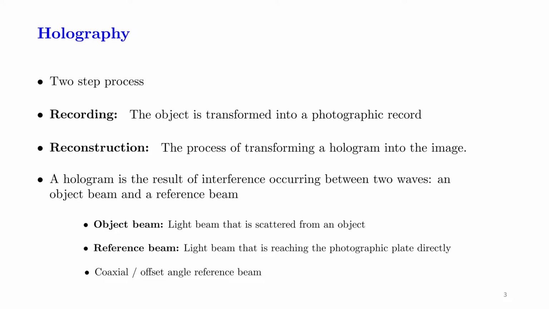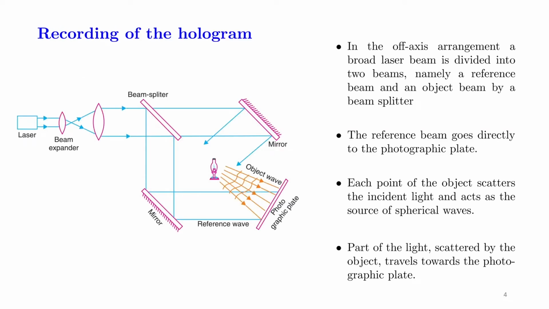An object beam is the light beam that is scattered from an object. The reference beam is a beam that is reaching the photographic plate directly. The reference beam and the object beam can be set coaxially or at an offset angle. In the following discussion, we shall discuss the off-axis arrangement for generating and viewing holograms. We shall learn how to record a hologram.